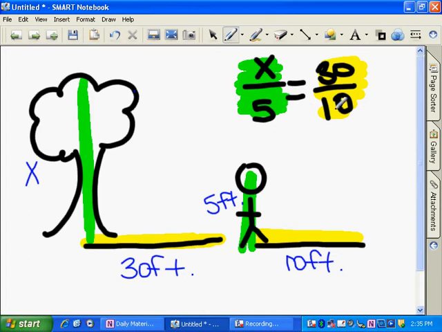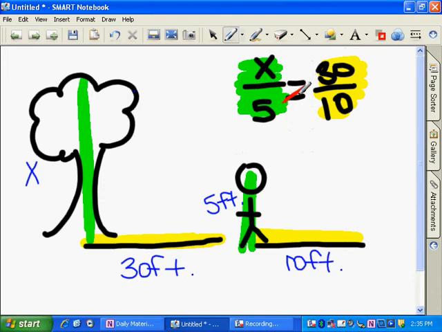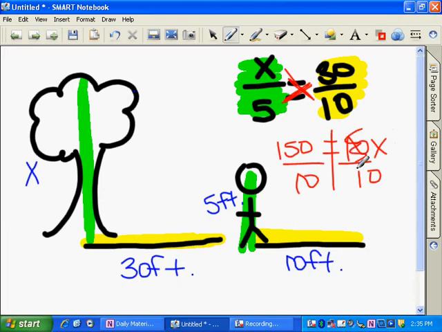Now at this point, some people can see the relationship between the numbers, and you could pretty quickly figure out what x is. But if you can't, that's okay. You just need to cross multiply and divide to solve the proportion. So 5 times 30 is 150, and then 10 times x is 10x. We divide both sides by 10, and that all cancels out, so we're left with 15 is equal to x. That means that the tree is 15 feet tall.